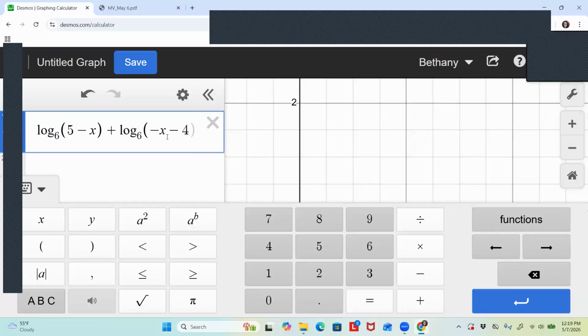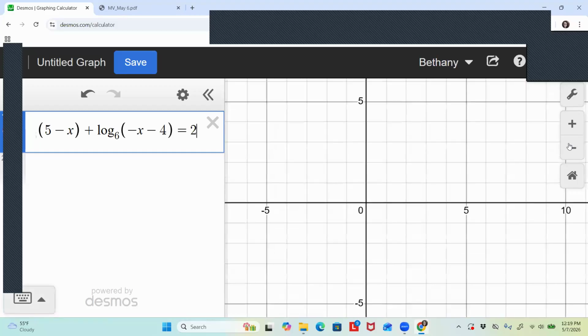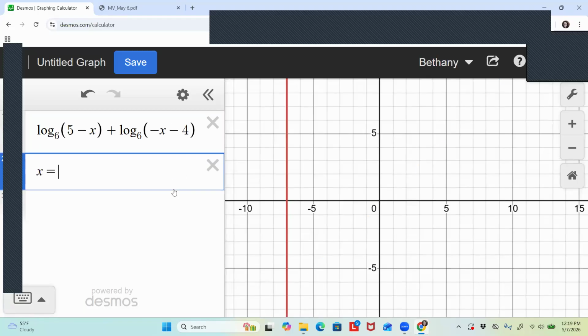Okay. All right, we should just see one line coming. It is possible to get 2 answers, but remember that one answer didn't work. Yep, and it's at negative 7. And you can check that by going x equals negative 7, and it covered up.